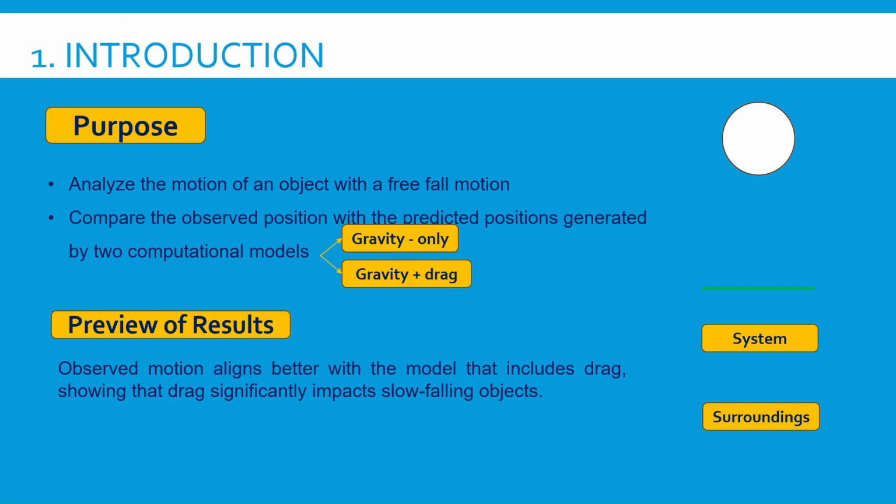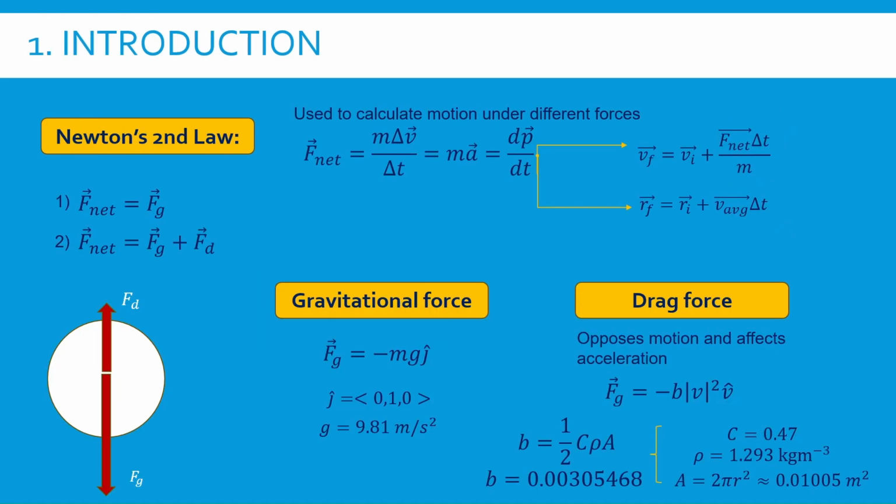For the experiment, a crumpled ball, our system, was let go from a certain height. In this way, the Earth, which exerts a gravitational force on the ball, and the air, which applies a drag force as it resists the motion of the fallen object, are the surroundings for our experiment. The foundation of our analysis is Newton's second law, which tells us that the net force acting on an object is equal to its mass times acceleration.